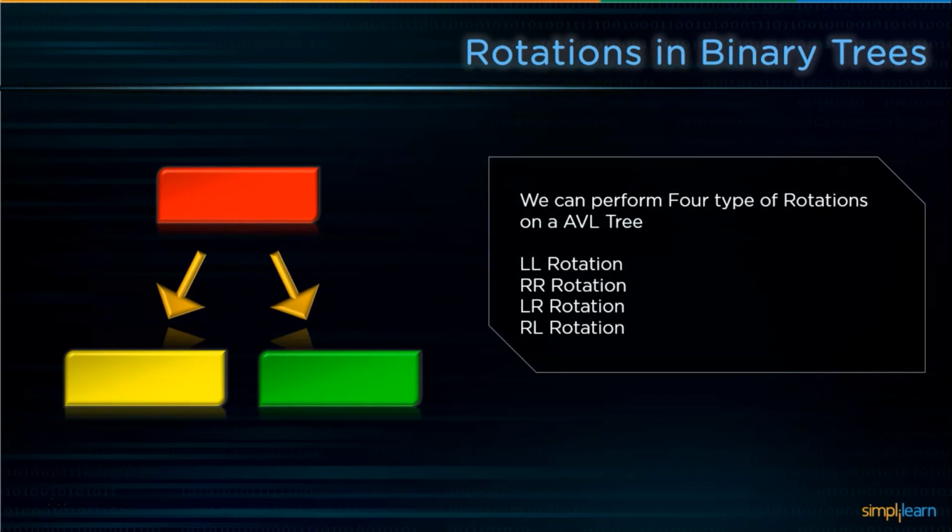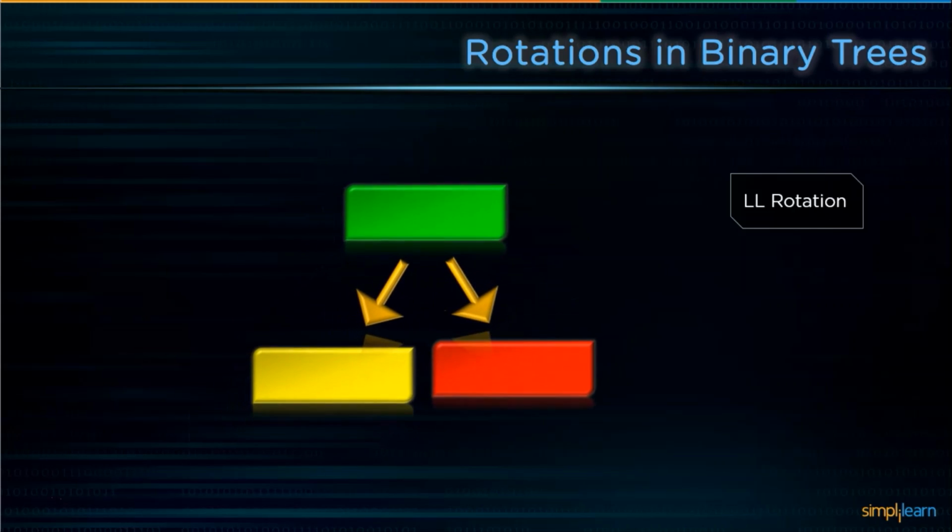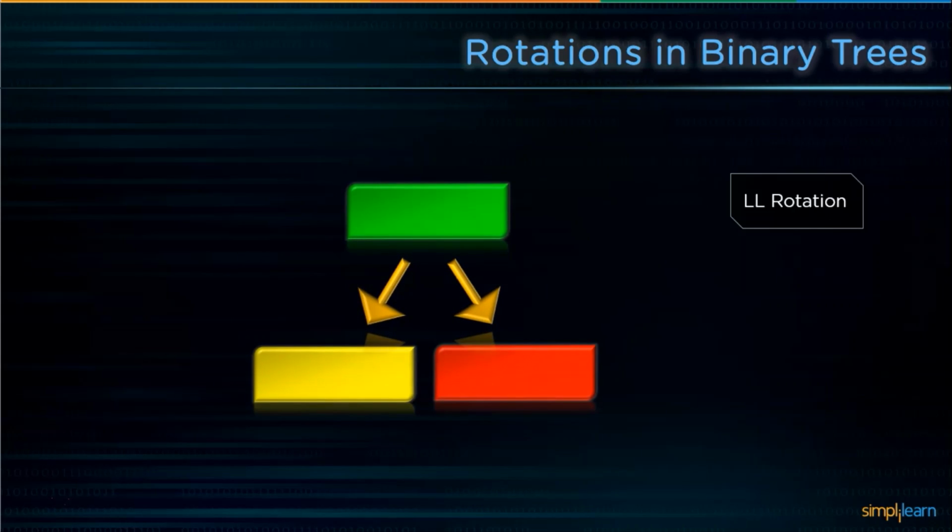First up, LL rotation. Next, RR rotation. Next, LR rotation. At last, RL rotation. Let's discuss them in detail. First up, LL rotation. It is a clockwise rotation when a node is inserted on the left subtree of the left subtree of a node. Then we apply this rotation to balance the tree. It is applied on the node below the balance factor 2 node. That is, we will apply right rotation on the green node.